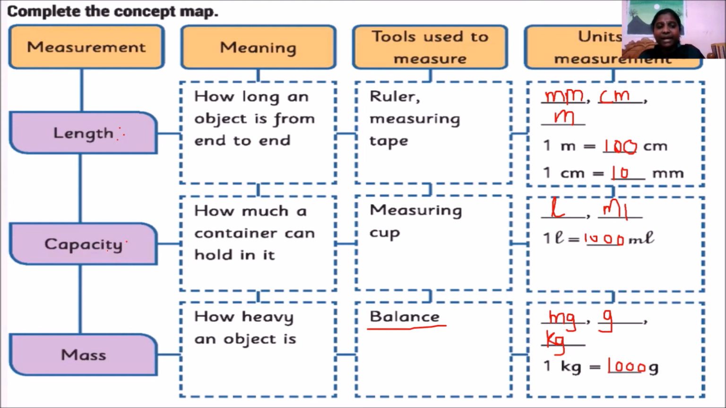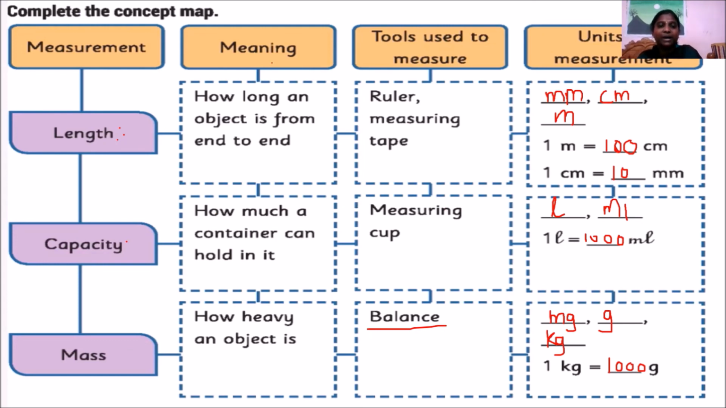Second one is the capacity. The meaning of the capacity is how much a container can hold in it. Tool used to measure the capacity is measuring cup. Here we learned liter and milliliter. 1 liter equal to 1000 milliliter.